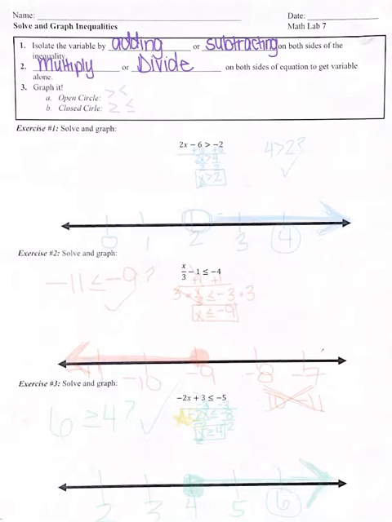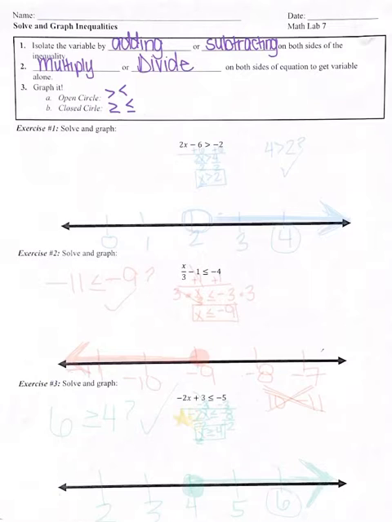Once you get x is greater than, less than, greater than or equal to, or less than or equal to some number, once x is by itself, then we're going to graph, just like we did last lesson. The open circle is when there's no line underneath, so when you have greater than or less than, and you have a closed circle when you have the or equal to, that line underneath.